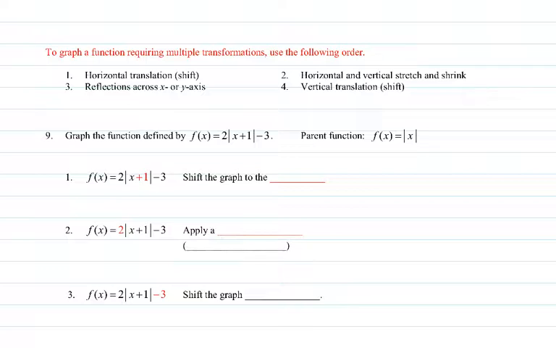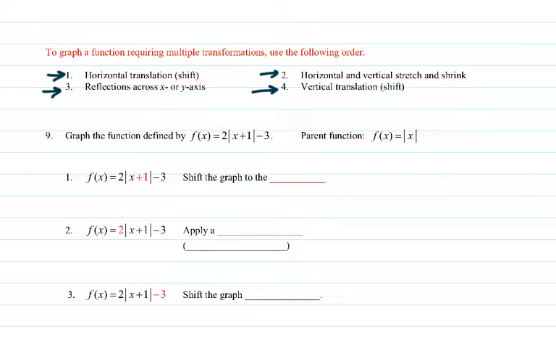If we're asked to do multiple transformations, we're going to use the following order. We start with our horizontal shift. So we take our parent function and we shift it horizontally. Then we apply any sort of horizontal or vertical stretch and shrink. Then we do any reflections across the x or y axis. And the last thing we do is our vertical shift.